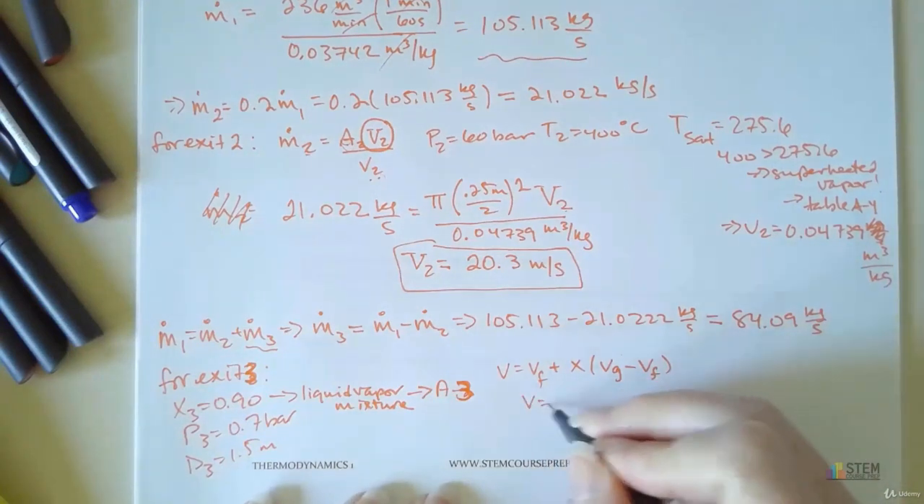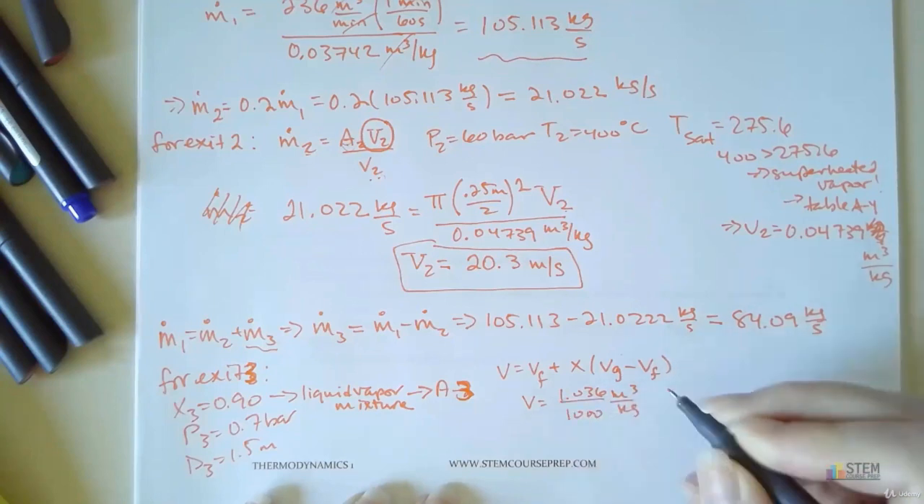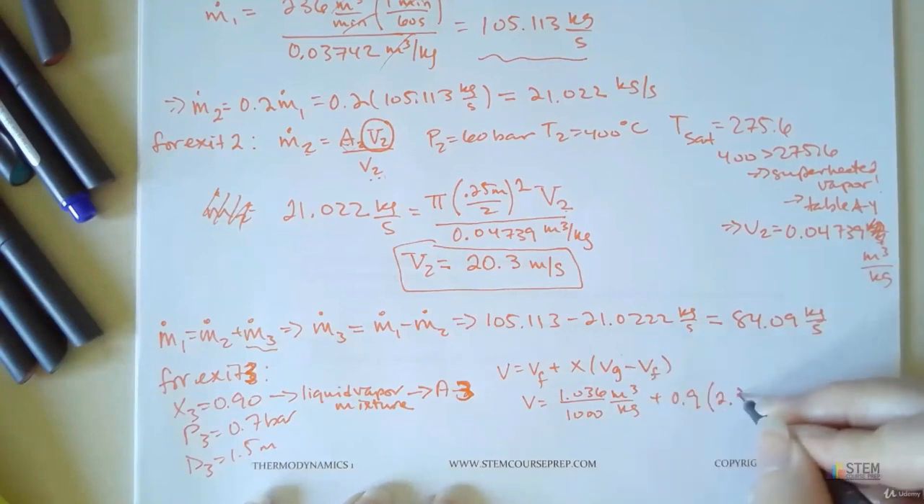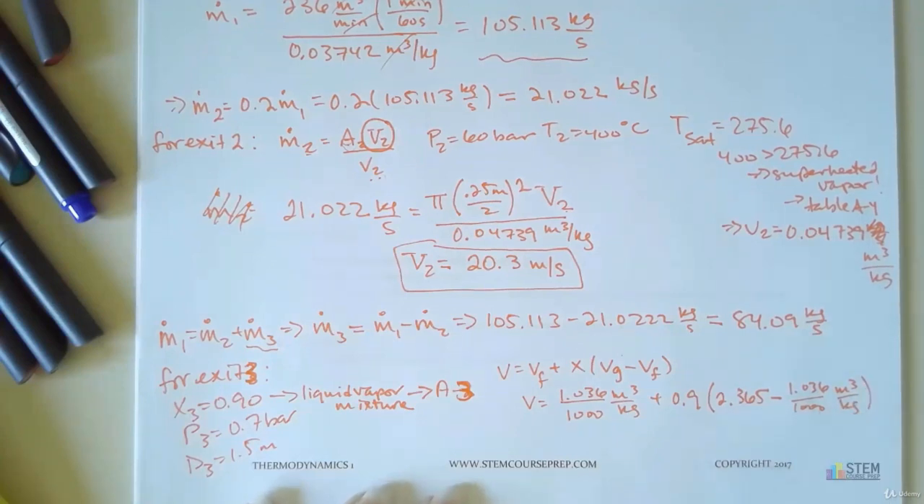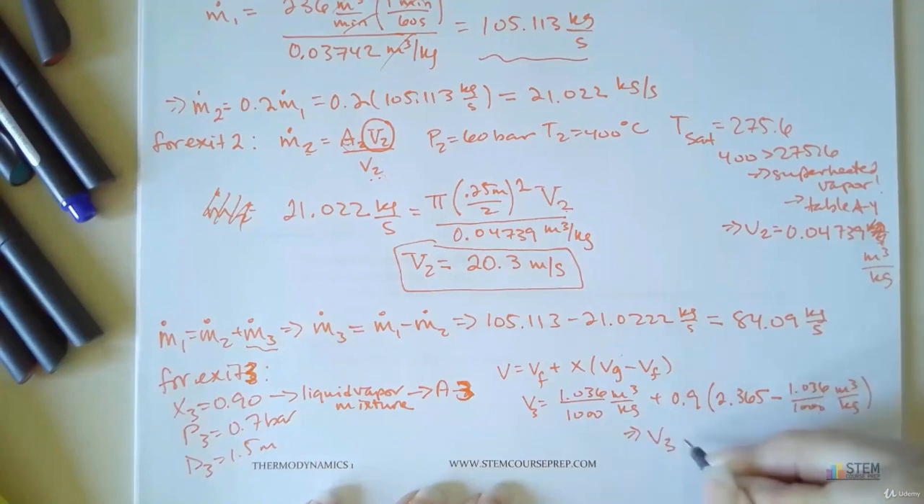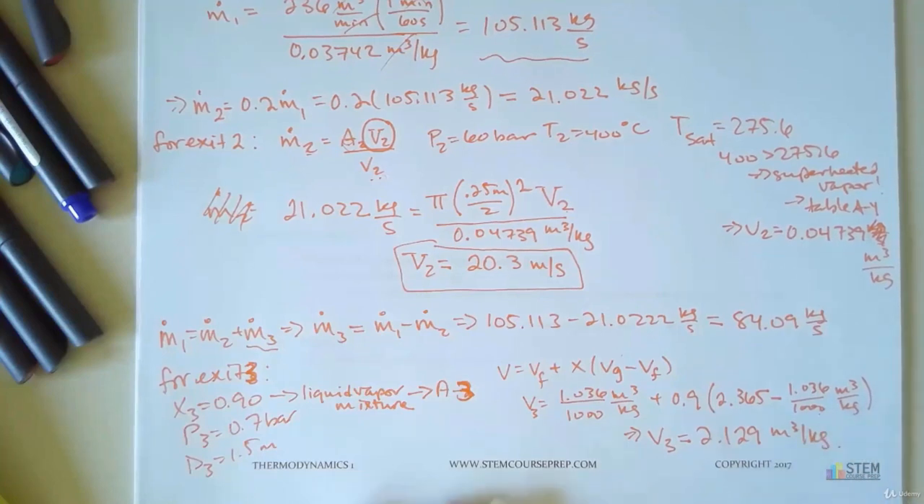Let's go ahead and write those down. So 1.036 cubic meters per kilogram. Remember to divide by 1,000. Plus X, which is 0.9, times VG, which was 2.365, minus VF, so it's 1.036 divided by 1,000. Both of these are cubic meter per kilogram. Quality, remember, has no units. So this is going to be our V3. So you get 2.129 cubic meters per kilogram.